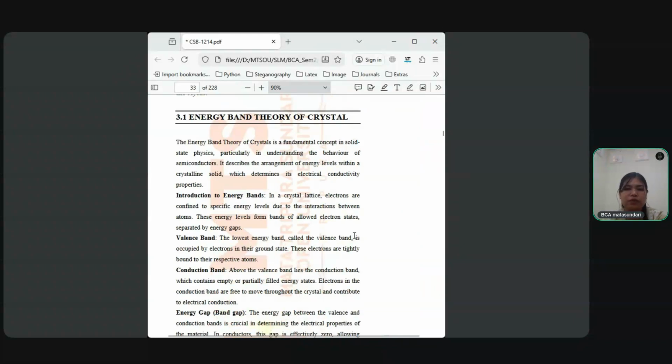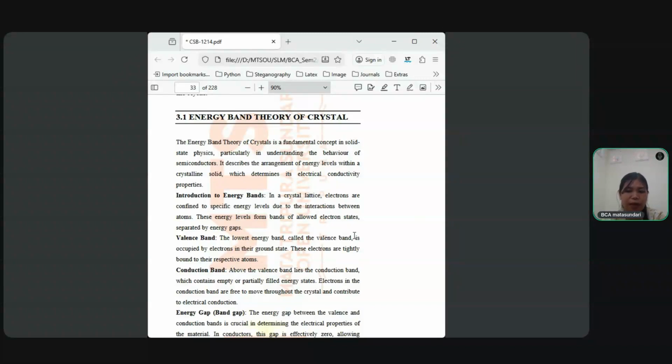Moving to our introduction part, energy band theory of crystal. What is energy band theory of crystal? It's a fundamental concept in solid state physics, particularly in understanding the behavior of semiconductors. It describes the arrangement of energy levels within a crystalline solid, which determine its electrical conductivity properties.